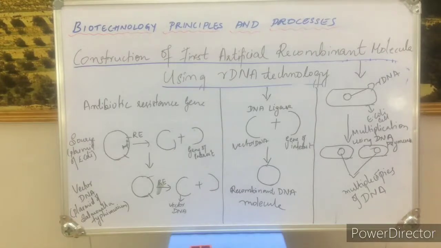The recombinant DNA is then introduced into E. coli cells using various gene transfer techniques, and the antibiotic resistance gene gets replicated and produces multiple copies in the host E. coli using its DNA polymerase enzyme, which is known as gene cloning. So the desired gene, that is the antibiotic resistance gene, is produced in large numbers.